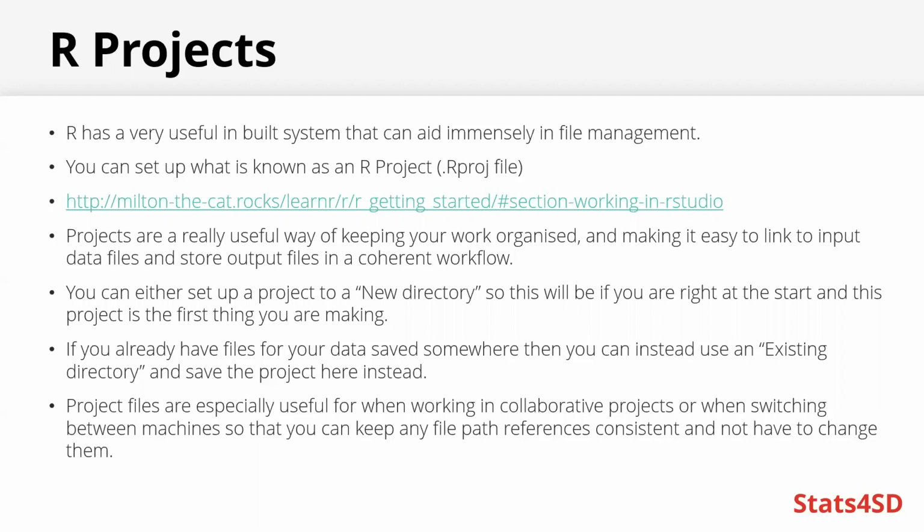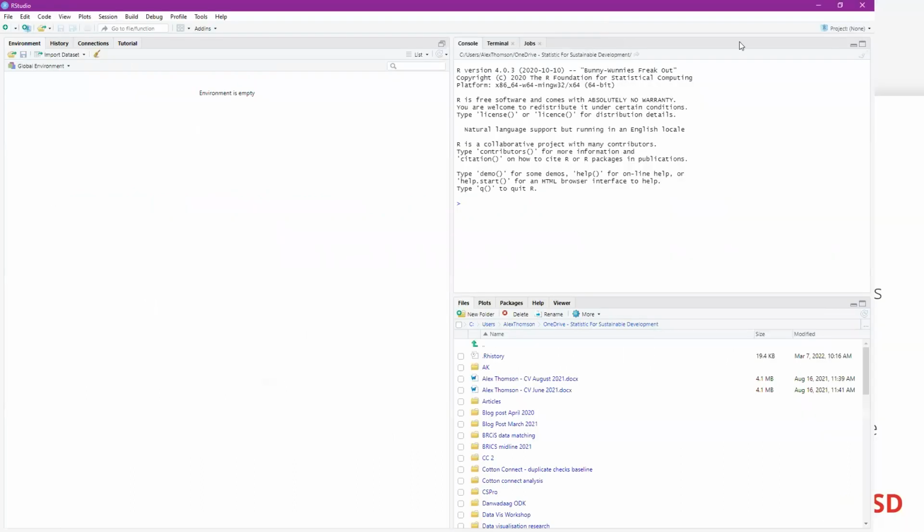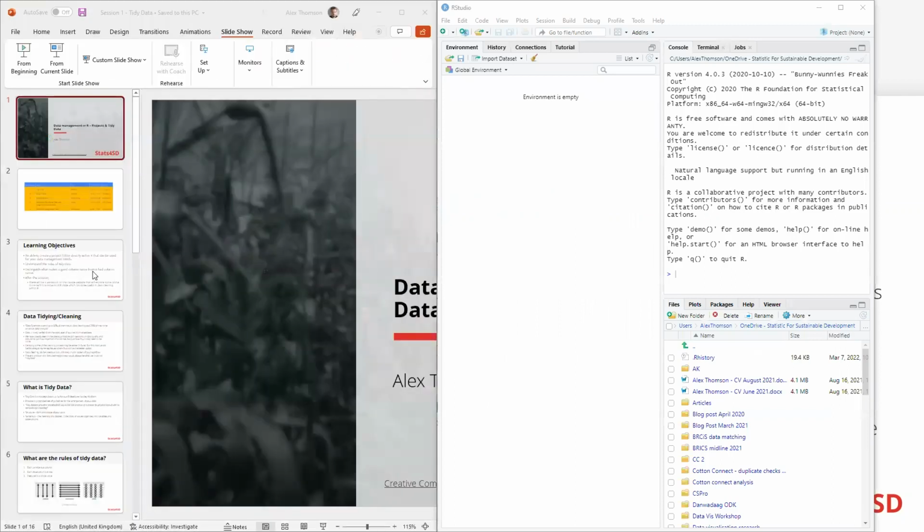Projects really help in working around this, because everything becomes relative to where that project is on the system, so it doesn't need to worry about all these long, complicated file paths. Basically, a project is about keeping all your files together, and R knows where everything is in it. So if I just open R to show you, I'll keep this on the other page.